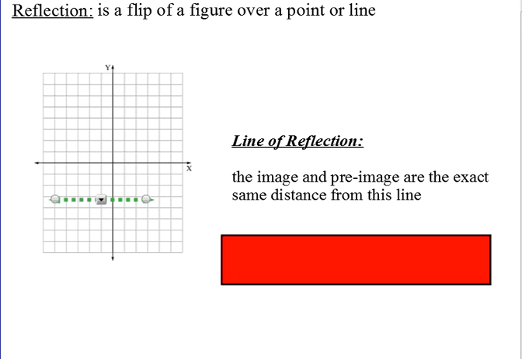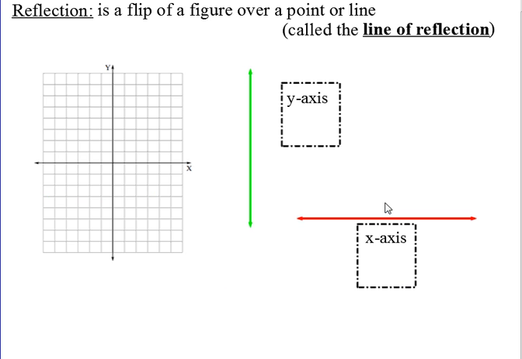So we can take a look at a couple different types of lines so that we understand the line of reflection. But the most important thing to remember about this is that they're the exact same distance from the line. These images on both sides of the line are exactly the same distance. So let's take a look at this one here, which I call a y-axis.